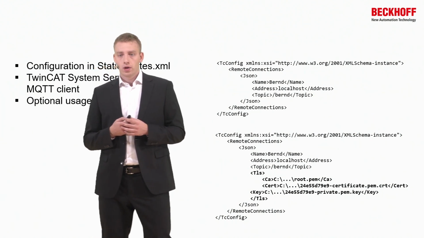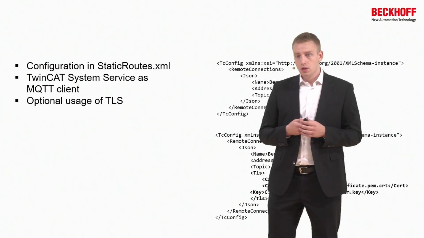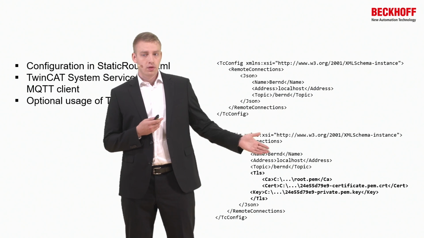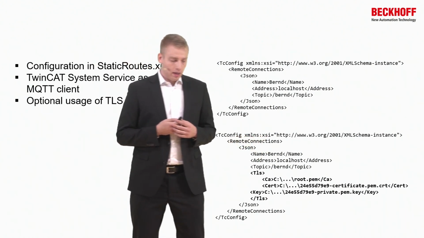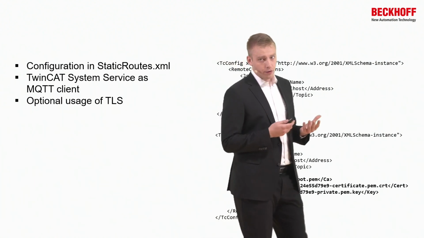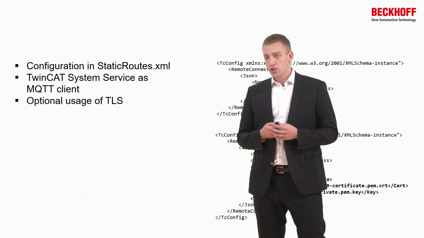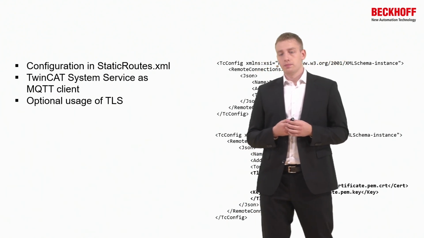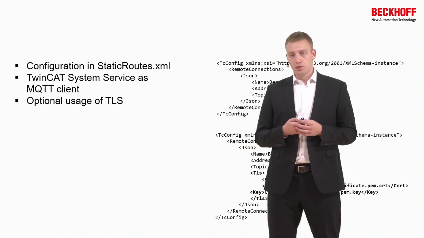And we have also the possibility to communicate securely with the TLS configuration we can see down here. And if we finished configuring this document, we will do a TwinCAT context change, and the TwinCAT context change will then lead to the communication of the MQTT client to the message broker.